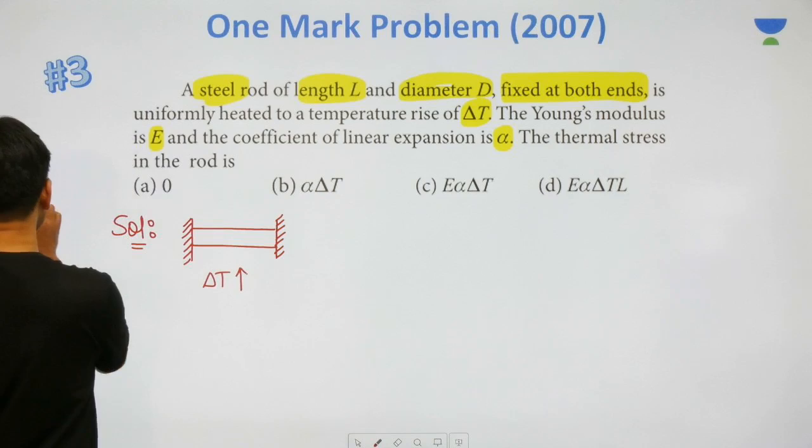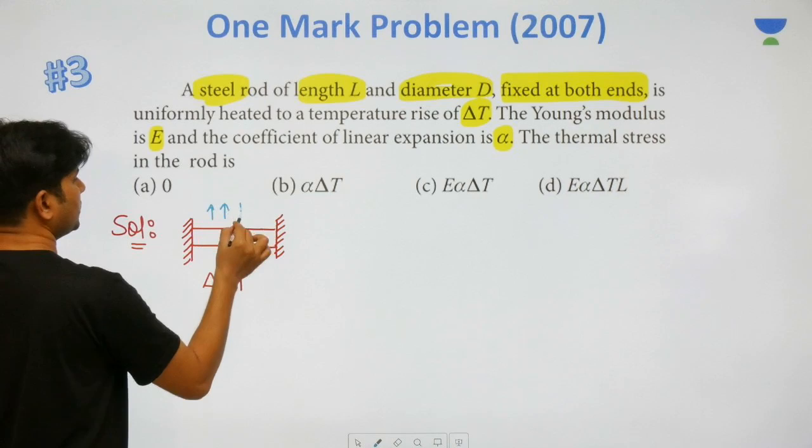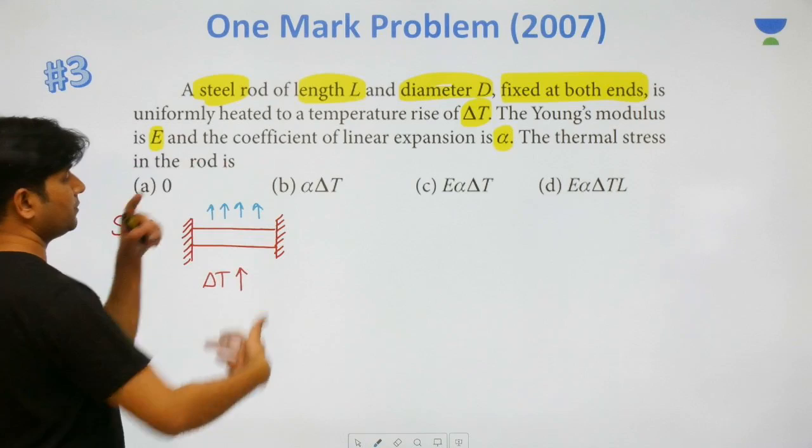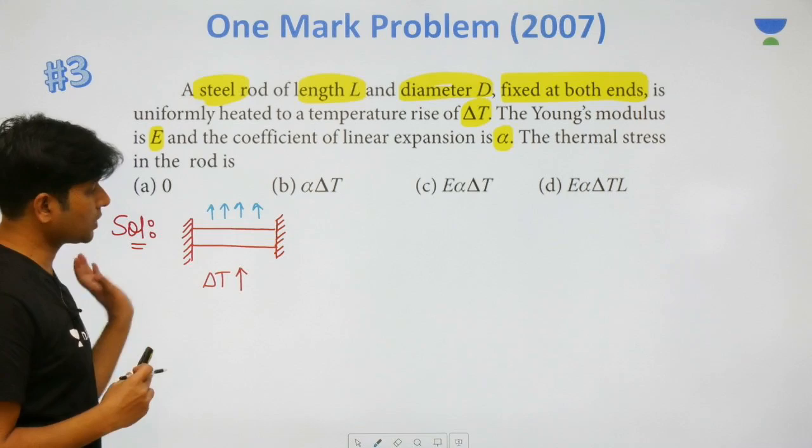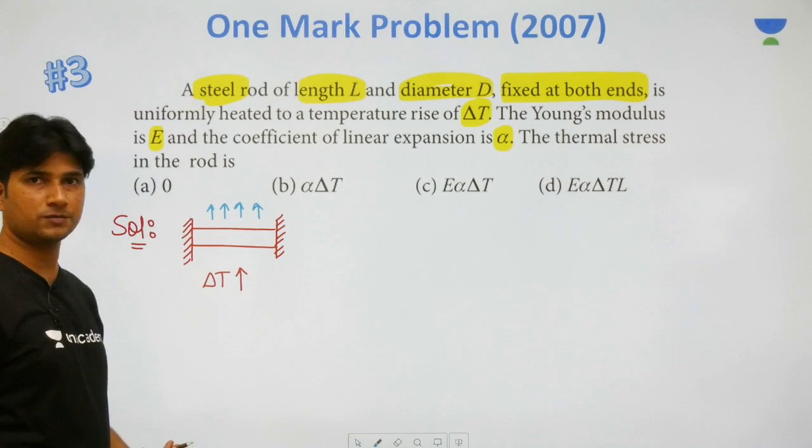Now, sometimes people might think that there is freedom to expand in y direction and z direction, and in fact all possible radial directions. So why are we considering only this longitudinal direction? In radial directions, the rod is very much free to expand. Why are we not considering radial direction?